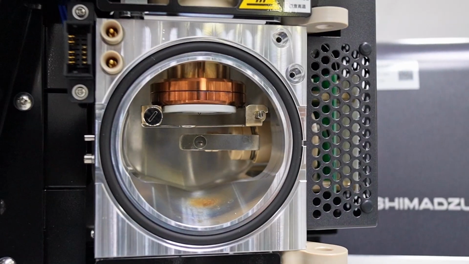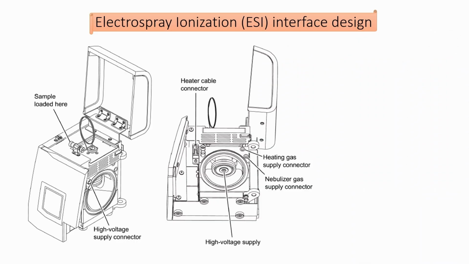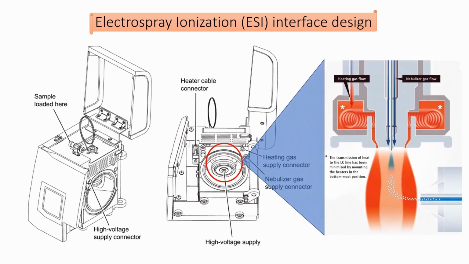Let's look at the design of the ESI interface. Sample solution from HPLC will enter the ESI interface from this position. After that, the sample solution will travel downwards and reach the ESI probe, where the ionization will occur. Here is a cross-sectional picture of a heated ESI probe. The heated ESI probe has heating gas introduced, which allows faster evaporation of the droplets, thereby increasing the ionization efficiency.